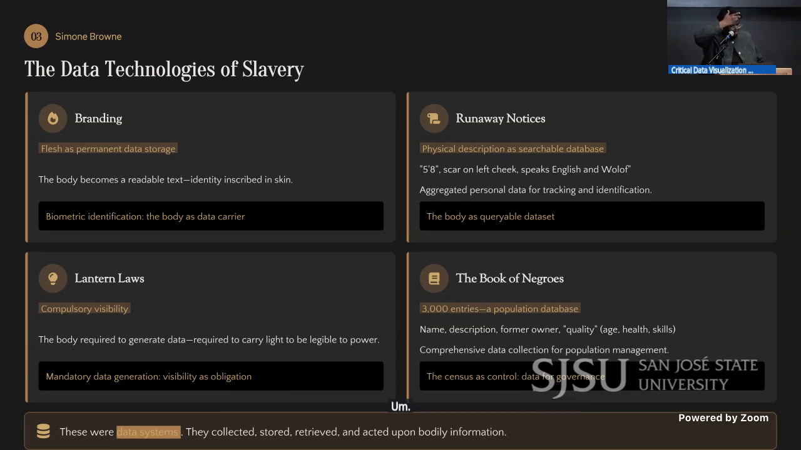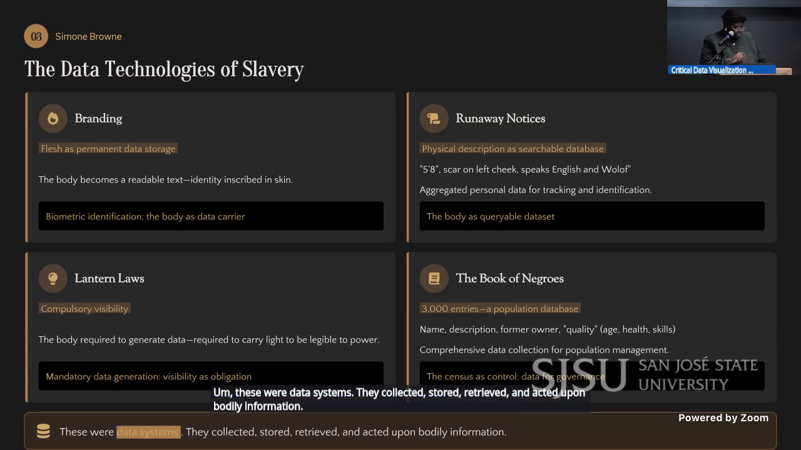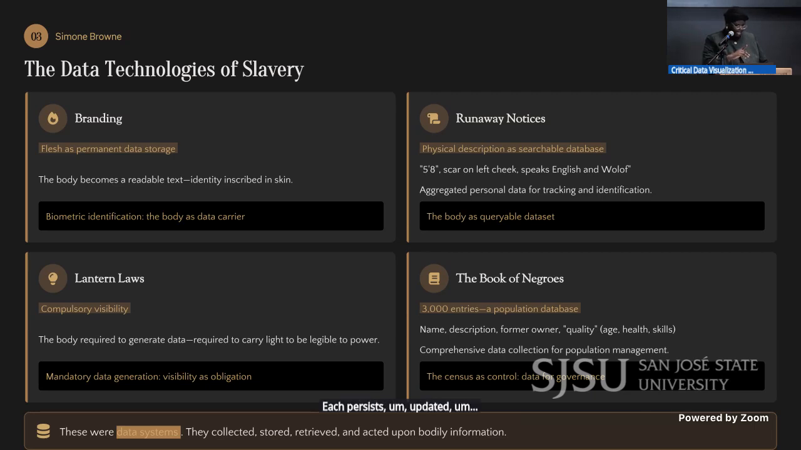The Book of Negroes is the fourth and final one: 3,000 entries, a population database with name, description, former owner, quality, age, health, skill. Comprehensive data collection for population management, similar to the origins of statistics. The census as control, data for governance. These were data systems. They collected, stored, retrieved, and acted upon bodily information. Each persists, updated for the digital age.